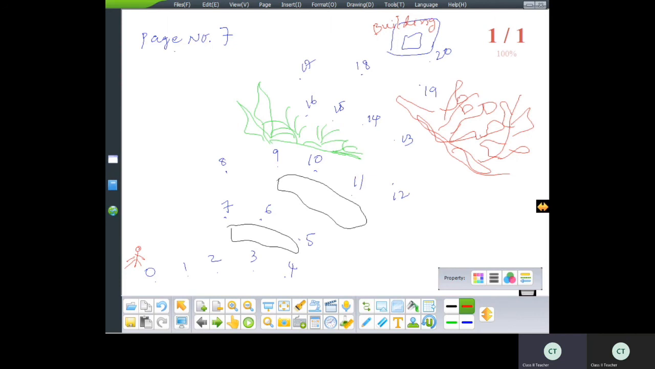First number is 0, from 0 to 1. Next 1 to 2, 2 to 3, 3 to 4, 4 to 5, 5 to 6, 6 to 7, 7 to 8, after 8, 9, after 9, 10, after 10, 11, 12, 13, 14, 15, 16, 17. Now 18, 19, 20. We reached the building from 0 to 20 numbers.